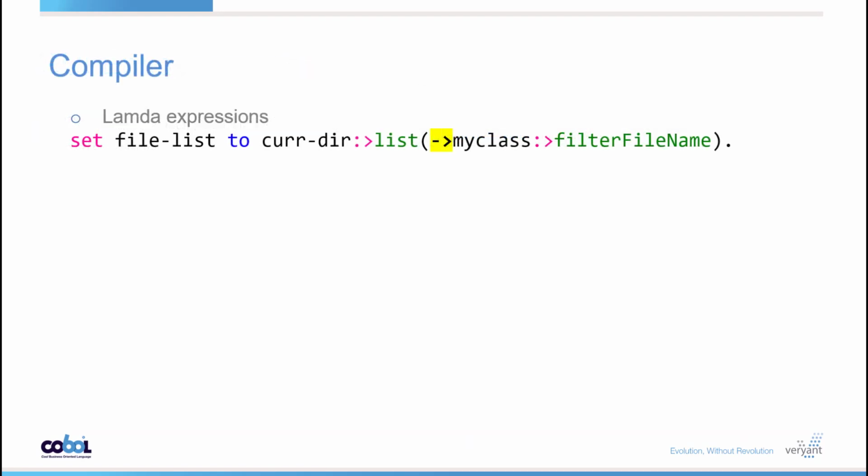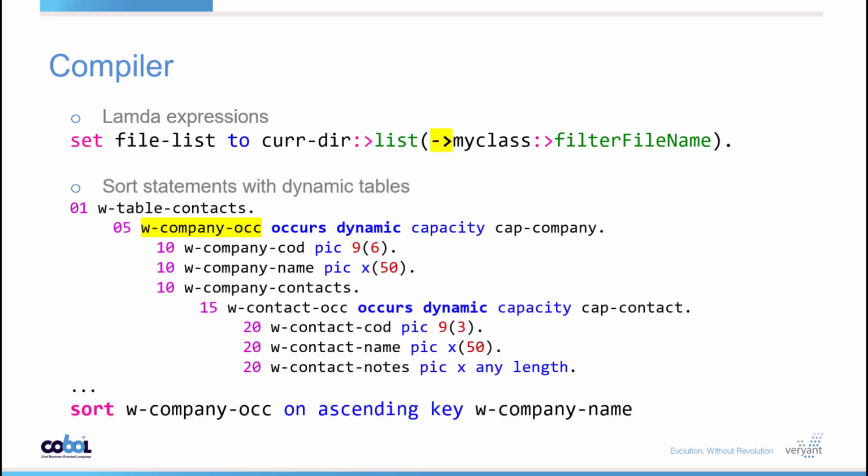There's a few compiler changes to talk about. A lambda expression is a function without a name, an anonymous function. It's used in object-oriented programming languages like C# and Java, and now Iscobol. As of 2021 R1, you can sort items that are in dynamic tables, even in a nested occurs statement. An example would be the W company OCC here.